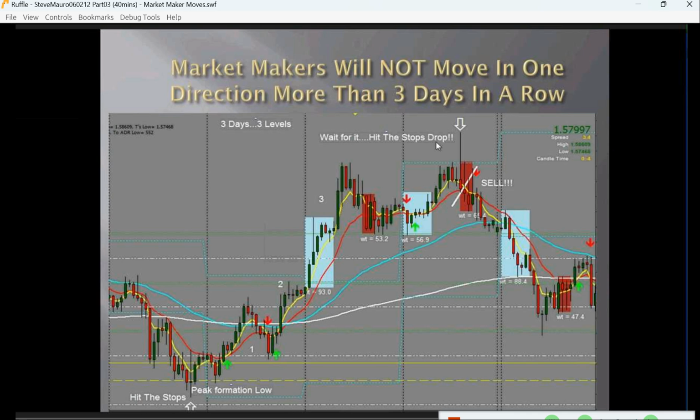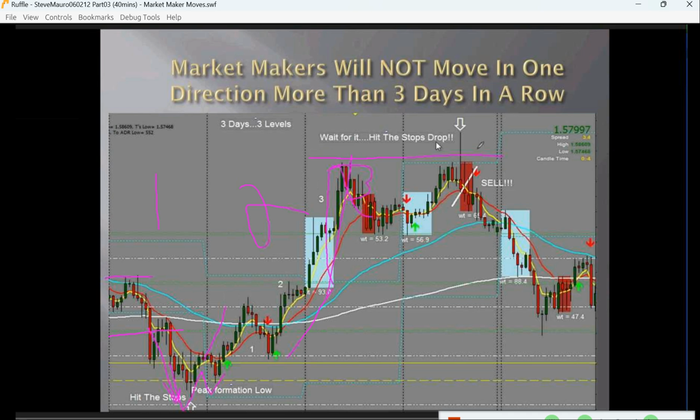Market makers will not move in one direction for more than 3 days in a row. And this week they moved 5. But understand this. As a general rule, their cycle is built upon 2.5, 3 days, 4 days. So what you're looking at here is they establish the psychological support and resistance for the week. They correct and act against that, break that level. They make their anchor point, peak formation low, level 1 rise, level 2 rise, level 3 rise over 1, 2, 3 days. They hold that level, wait for them to hit the stops, and look for an entry.